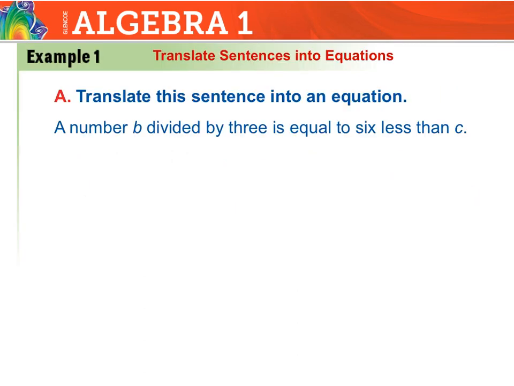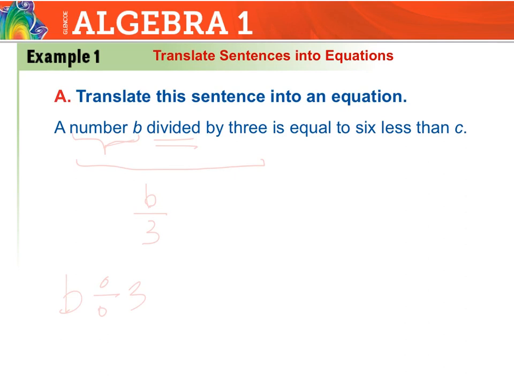Okay, translate this one into an equation. "A number b": it's actually telling me what it wants me to use for a variable. Then it says divided by 3. So we're taking b and dividing it by 3. I think we can make all of this look like a fraction. I know we could write b divided by 3.